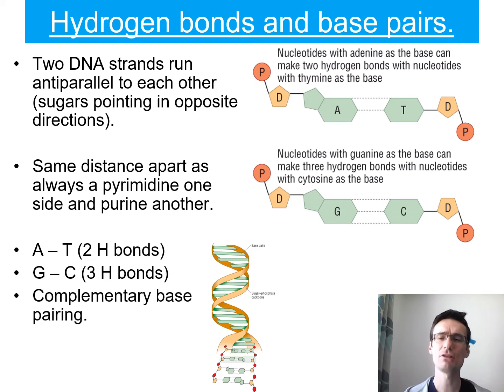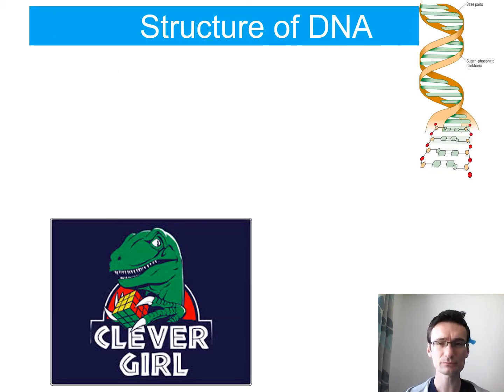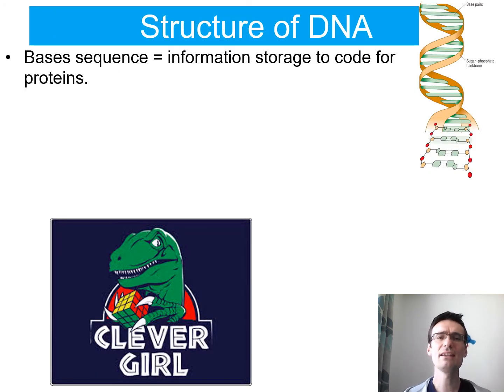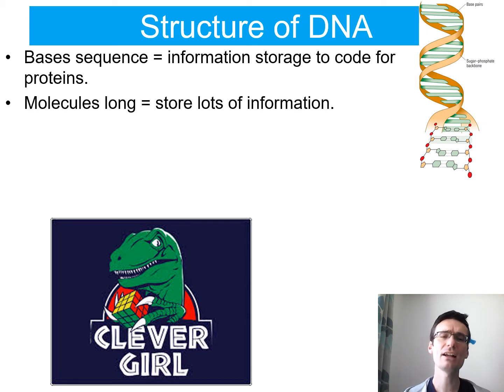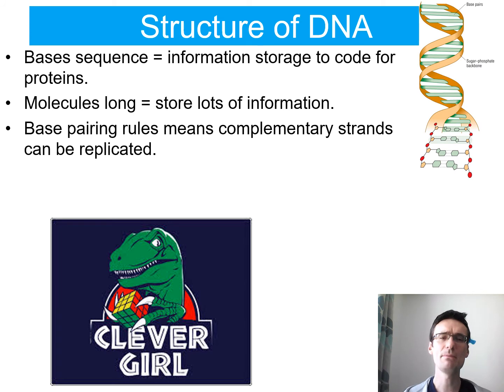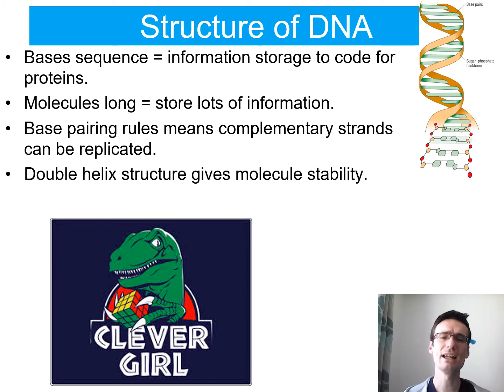Any time you describe the structure of DNA or anything to do with DNA, I would always talk about complementary base pairing, because it's normally a bonus mark, even if it's not too obvious. So DNA is our information code, and it's a really long molecule, which means it can store loads of information. The base pair rule means that we can replicate it, which we'll talk about next time, and it's a double helix structure, which gives the molecule lots of stability.